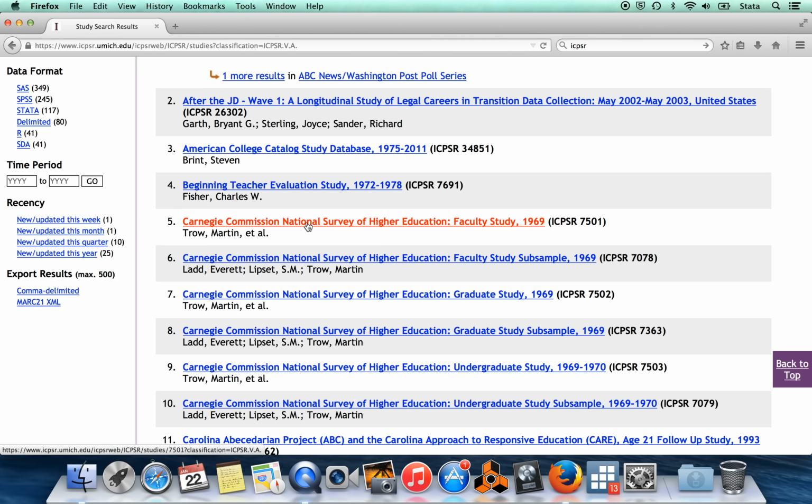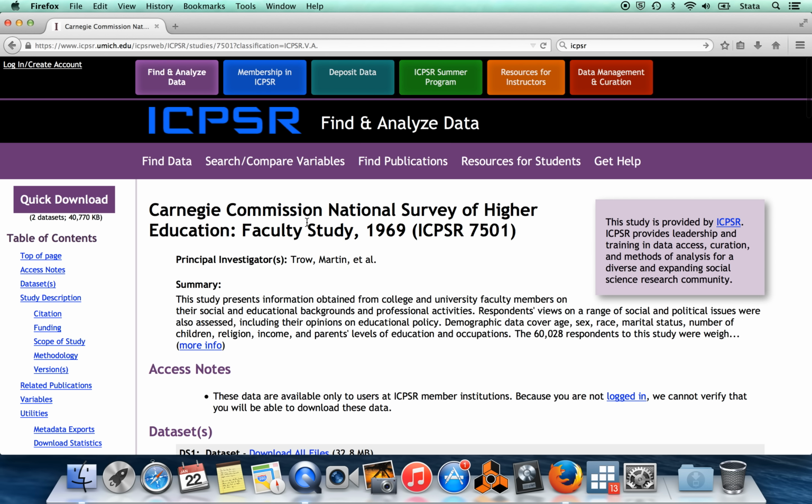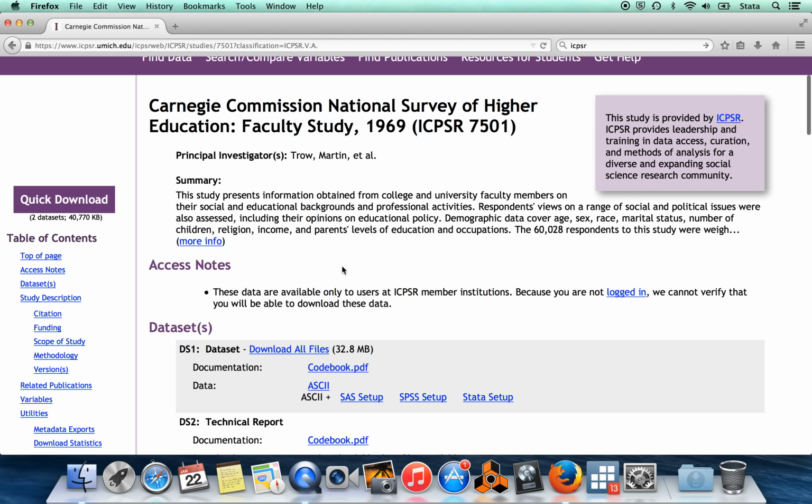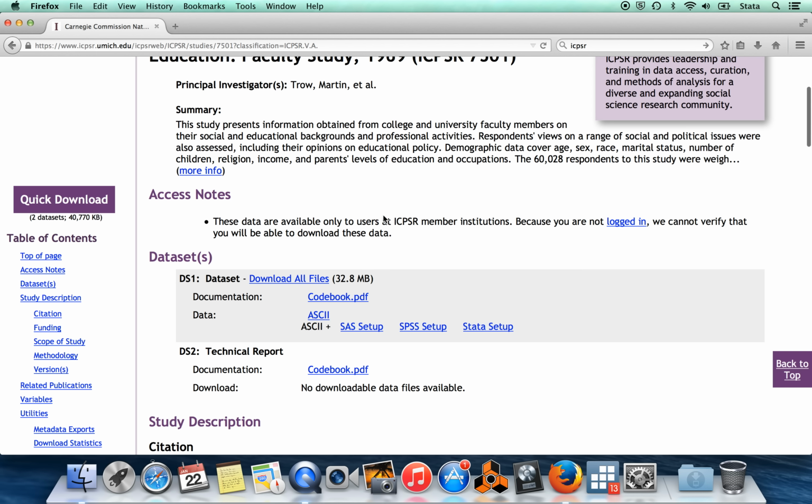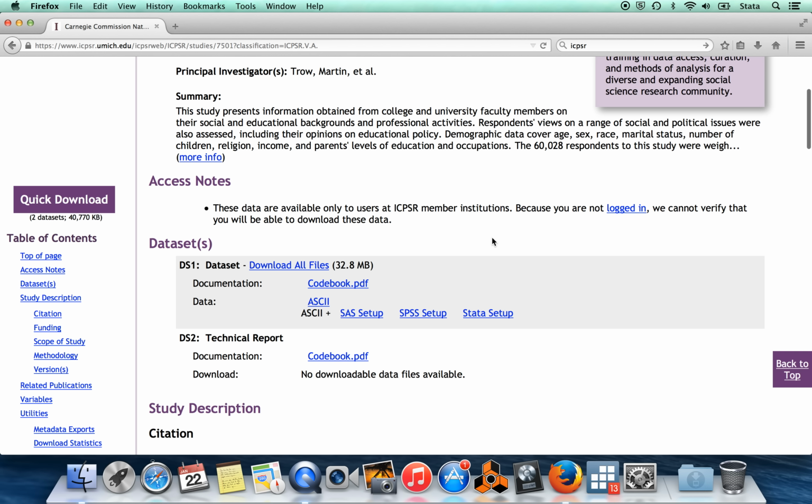So I'm just going to click through on one of these, the Carnegie Commission faculty study from 1969. And you can see here, first of all, the access notes. So the data is only available to users at the member institutions. So you're going to have to log in and prove to them that you're affiliated with one of the institutions to use this data set. That's true for a lot of the data sets on ICPSR.